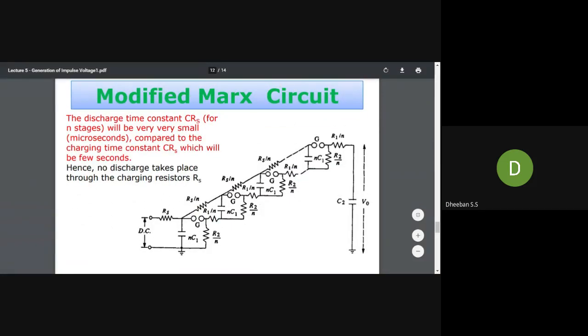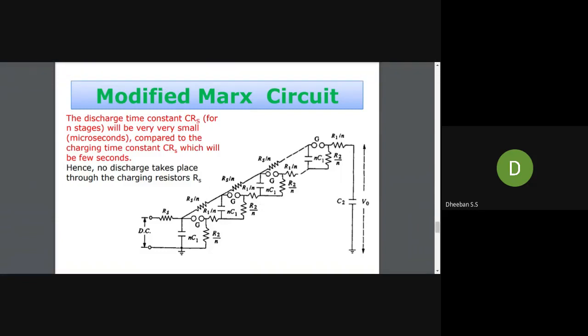So here what they are saying is the discharge time constant C RS. Your capacitor must have a very small discharge time constant, okay, so that the capacitor will be effectively able to work, that is, able to charge and discharge. Okay.